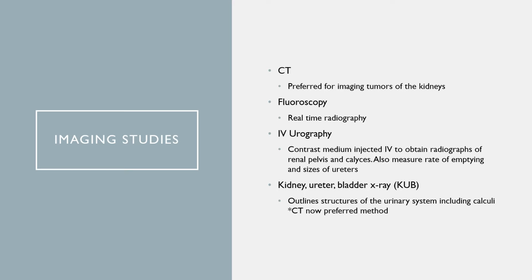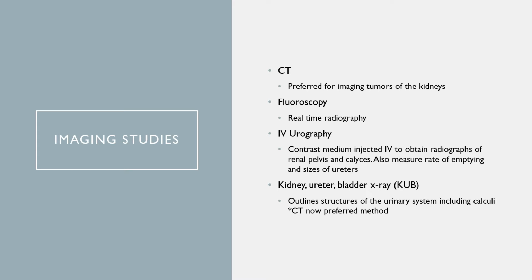Okay, some imaging studies that we can do. CT is preferred for imaging tumors of the kidneys. Fluoroscopy is done, and that, as we know, is real-time radiography. IV urography is when a contrast medium is injected intravenously to obtain radiographs of the renal pelvis and those calyces. It can also measure the rate of emptying and the sizes of the ureters.